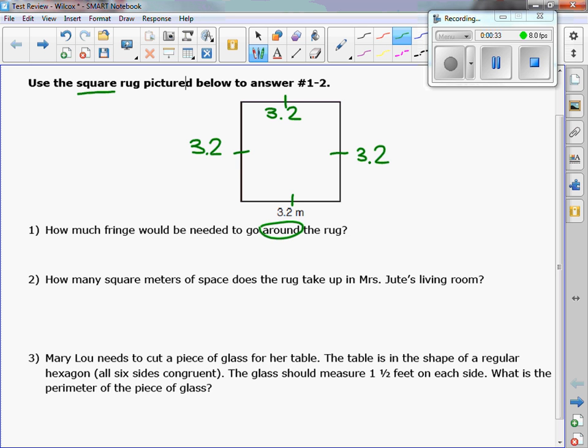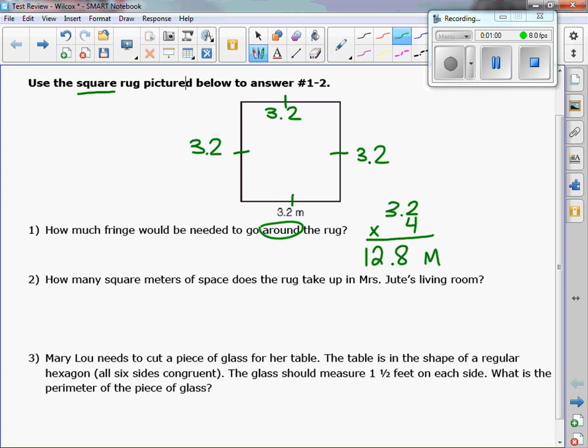So if I want to find the perimeter of a square, there's not a formula for that on our formula chart. But we know perimeter is the distance around, so adding up all 4 sides. Or for a square, you can simply take 3.2 and multiply it by 4 rather than adding it 4 times. There you get an answer of 12.8. Because this is just perimeter and not area, our label would just be meters.